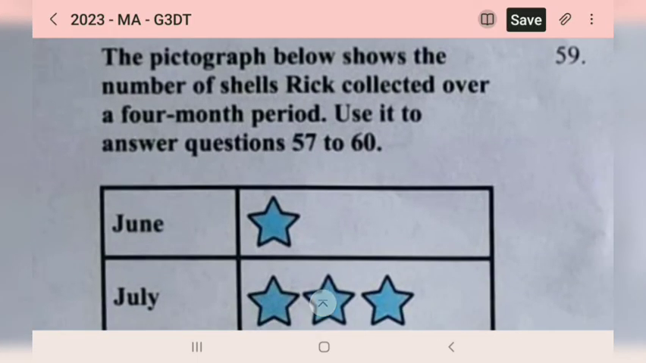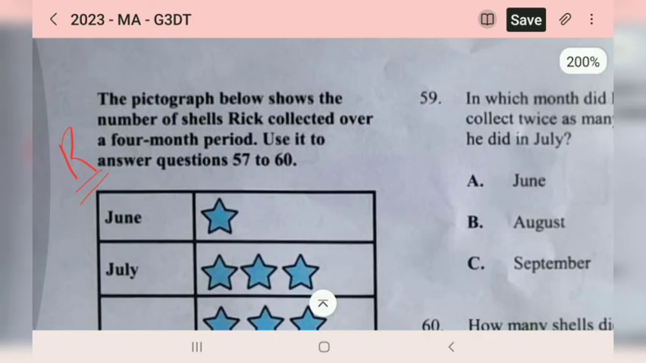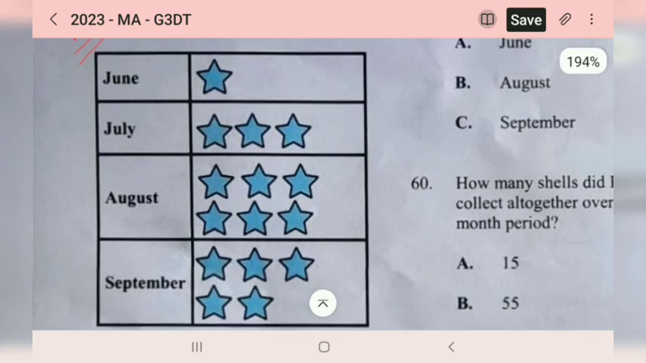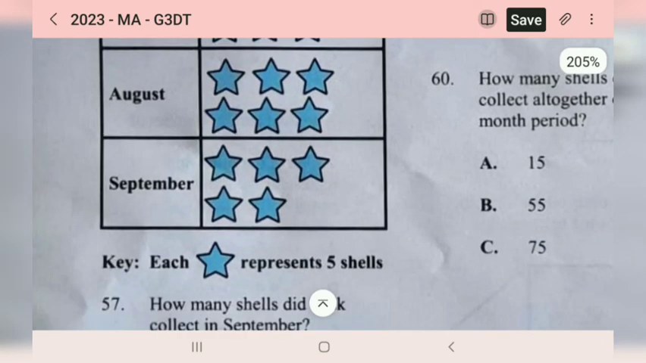This one is a repeat. And I know they say each of these is representing 5. Let's see if it's the same thing. The picture graph below shows the number of shells Rick collected over a 4-month period. Use it to answer questions 57 to 60. Guys, you see how many items are repeating? Go through the videos. Please watch all of them, for your own good. Each star represents 5 shells.